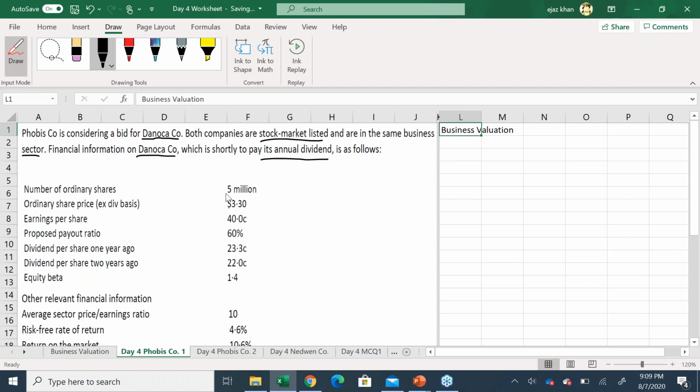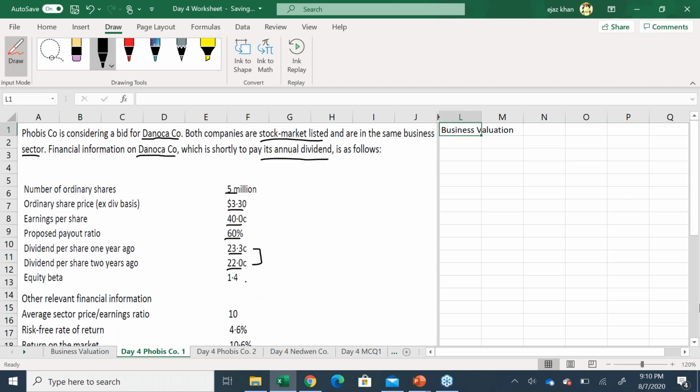Number of ordinary shares 5 million. Ordinary share price 3.3. We already have a share price here, but still we need to find out the value of the company, because the question has asked us to do. Earning per share is 40 cents. Proposed payout ratio, that is dividend payout, is 60%. Dividend per share 1 year ago is 23.3. Dividend per share 2 years ago was 22. This information is usually given to calculate growth.